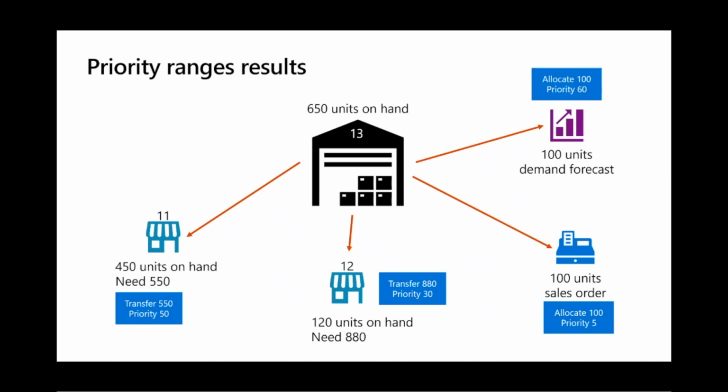So in this case, again, I will allocate first to my sales order because it's the highest priority, and then I will once again be short for the next highest priority order, which is my warehouse 12 replenishment. Let's go take a look at what the net requirements look like when this is our method.